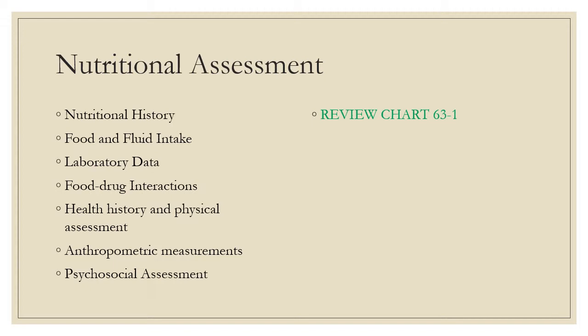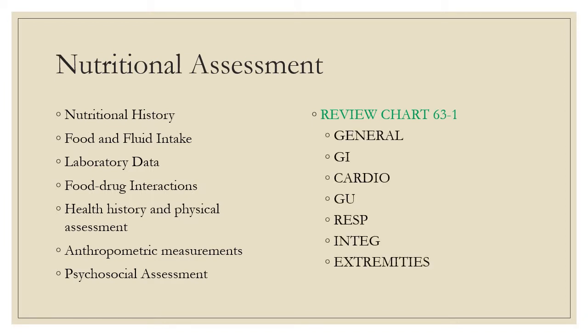Examples of these questions can help identify the patients at risk for nutritional problems and are part of the history and physical assessment. Chart 63-1, page 1337 of your textbook provides examples of questions that can be used in nutritional screening and covers the areas of general, GI, cardio, GU, respiratory, integumentary, and extremities. A mini nutritional assessment is often used. An example is provided in your textbook on page 1338.